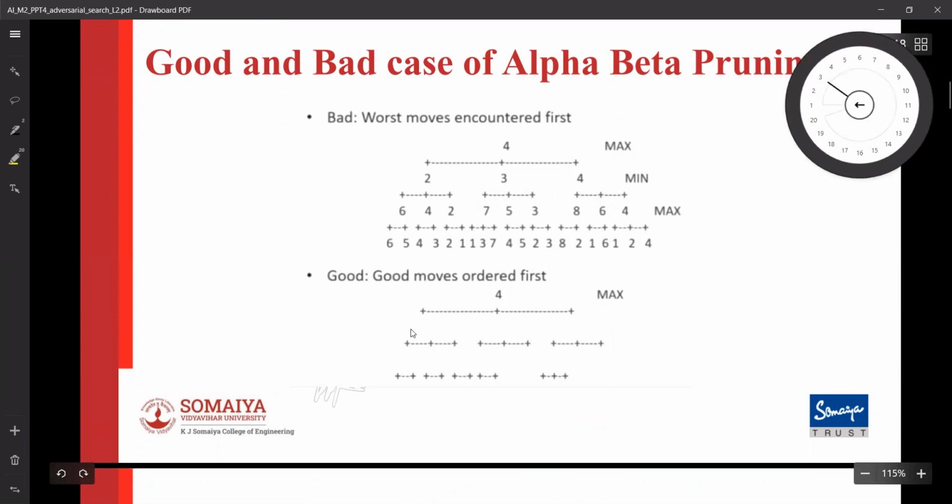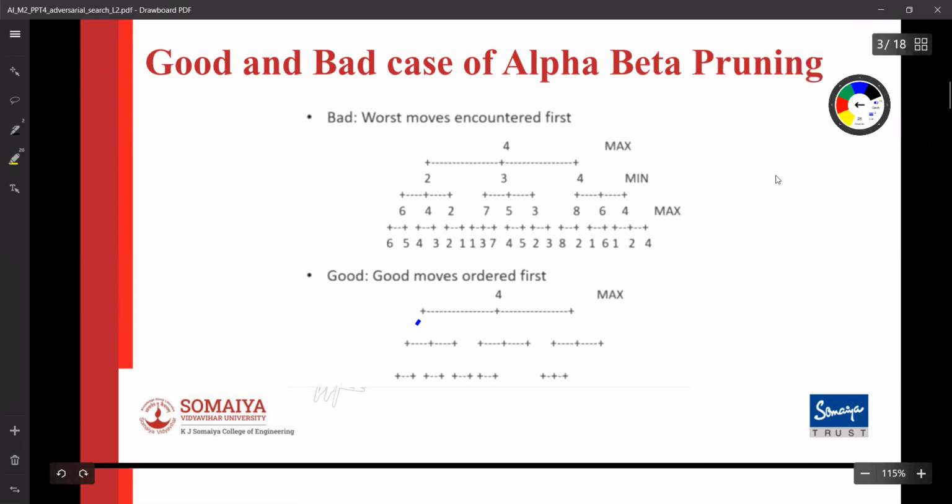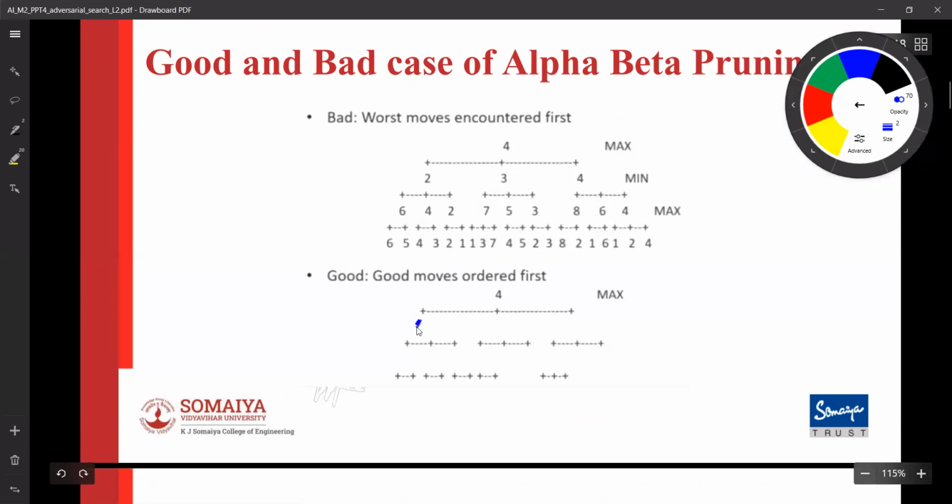So I have to correct this here. This should be 4, this should be 3, and this should be 2. If I do it this way, then I don't have to explore everything. I just have to explore this way. Once I get my best path early on, I have the best bounds, and if I get the best bounds, my hope of pruning increases.